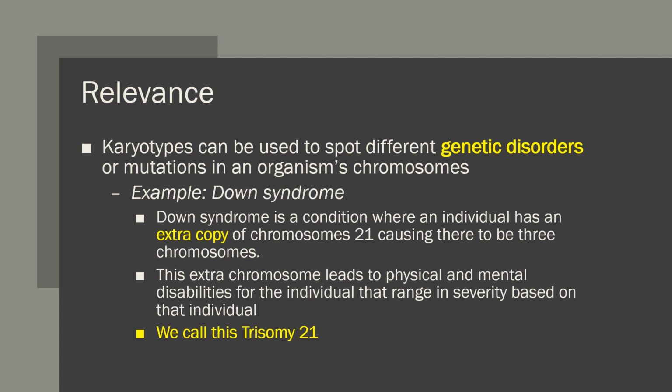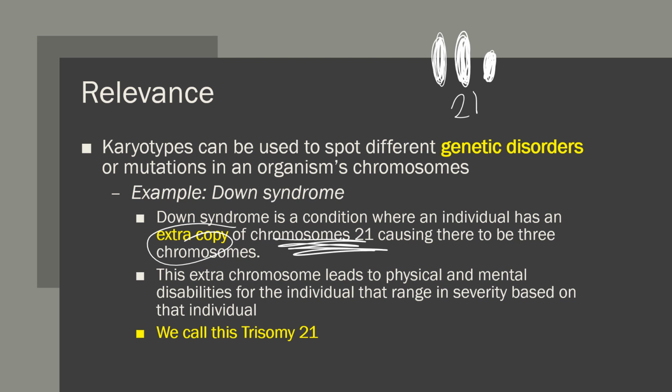But before we get into that, I want to give you an example of what we're talking about here. So when I look at a karyotype of an individual with Down syndrome, I am looking at an individual who has an extra copy of chromosome 21. So remember back to the previous slide, we had all of our different chromosomes with a number associated to them, and chromosome 21 normally looks like this. However, in individuals who have Down syndrome, they have an extra copy of chromosome 21. That extra chromosome is what leads to different physical and mental disabilities for that individual.